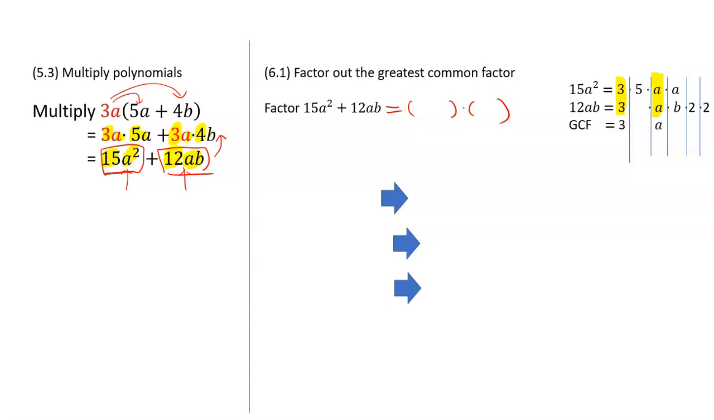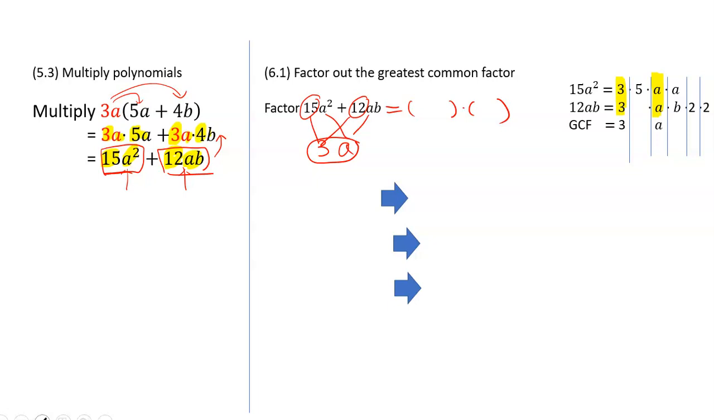And remember that we can use the factoring method. Of course, if you can look at the numbers 15 and 12 and realize 3 is the greatest common factor, you write down 3. And then you look at a squared and a, they both have a in common, take the lowest exponent. And one of them has b, the other doesn't, so they don't have b in common. So you can get the GCF 3a immediately.